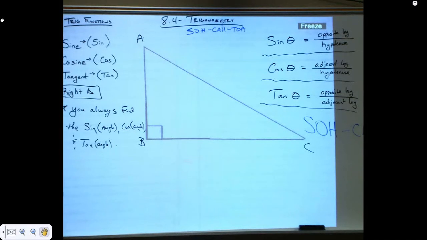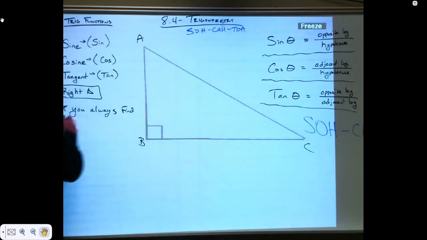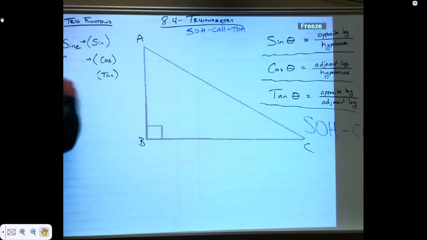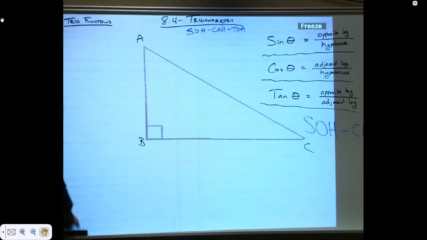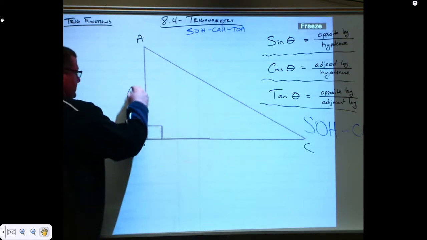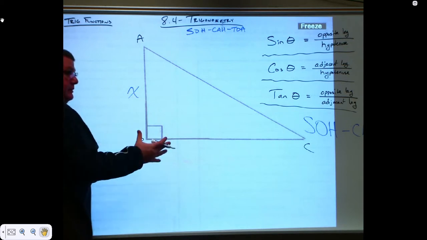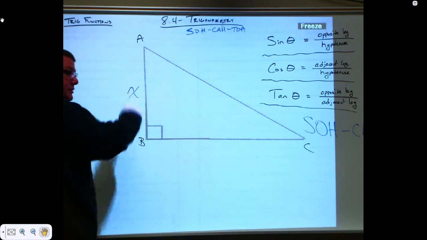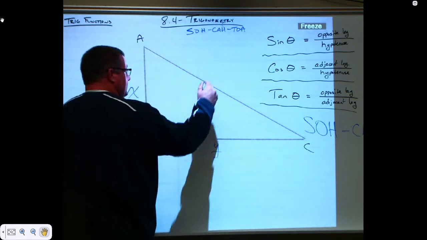Okay. I'm going to leave this over here. We're going to call this X. If you want to, on your paper, you can draw another. Probably need to draw a new one. Go ahead and draw a new right triangle. Make this Y and make this Z.